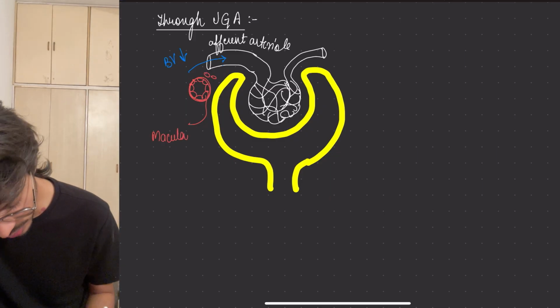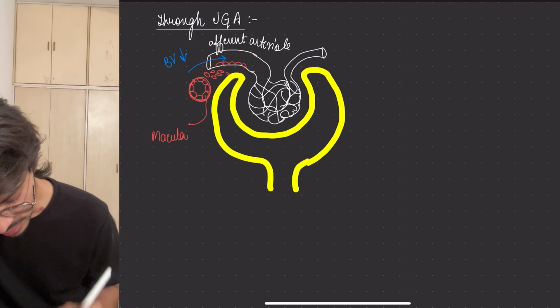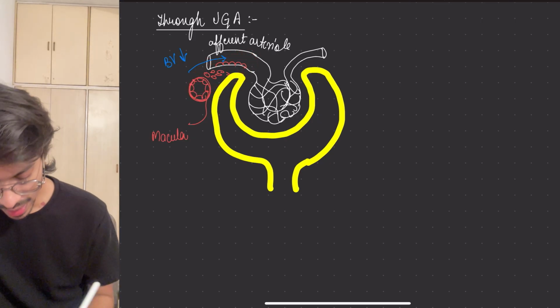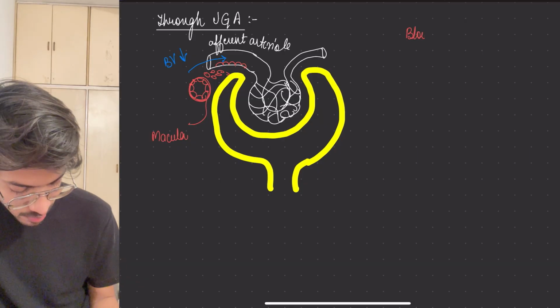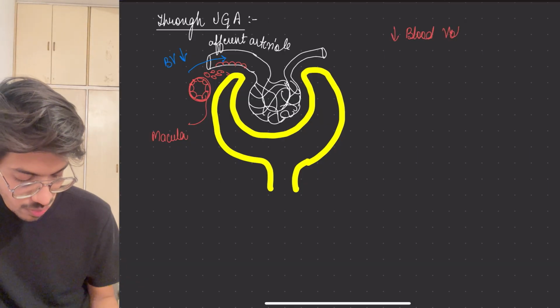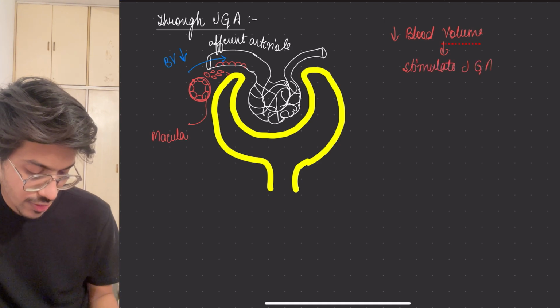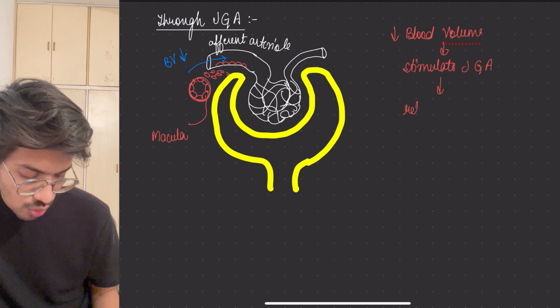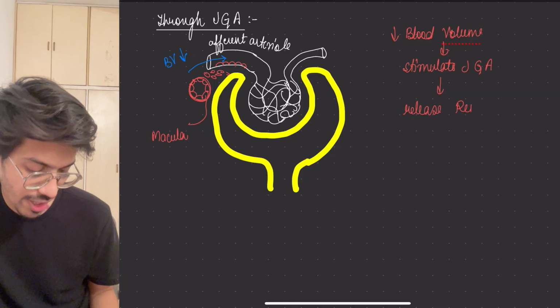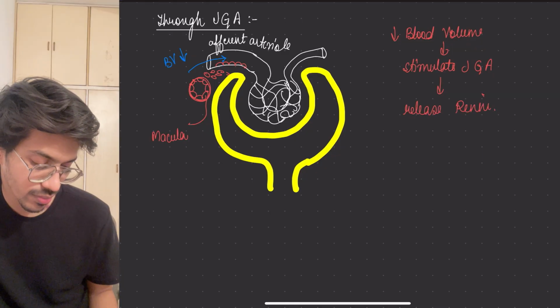Don't remember it, it's okay. Here certain cells are present and here certain cells are there. Together all these cells sense it. As they sense it, the decreased blood volume will stimulate the JGA apparatus, which will release renin. Till now I have told you.